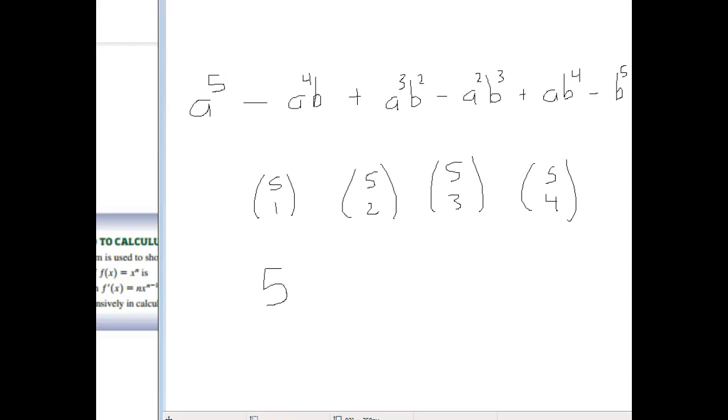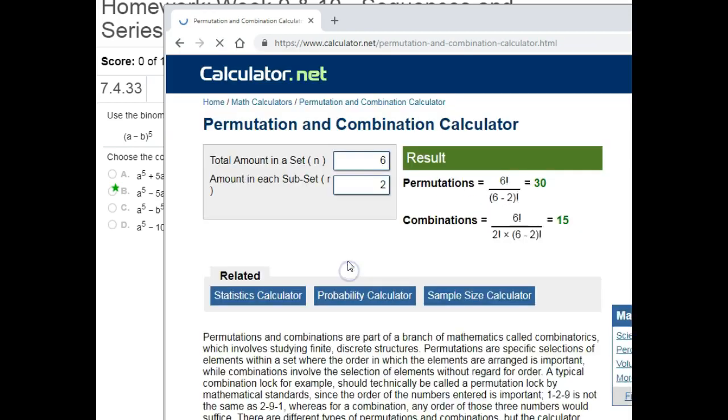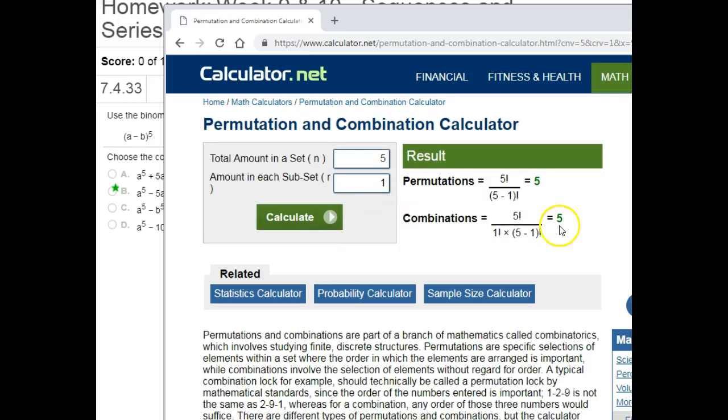I'm going to show how to do it with an online calculator here. I just Googled combinations calculator. There's several of them. This one works fine. So n is 5 in our example, and we want to know 5 combination 1. That's 5, like we said. For 2, it's 10. For 3, it's still 10. And 4, it goes back to 5. So there's a little bit of a pattern there.